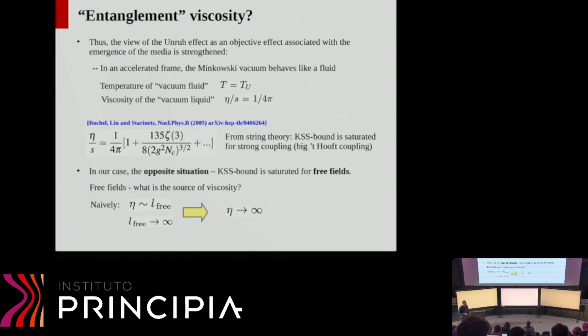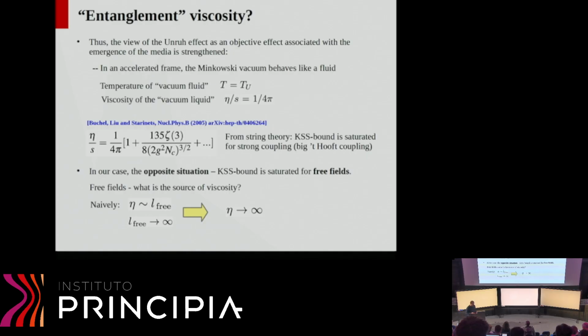In comparison to holography, it is interesting to notice that in holography, if we calculate the first correction to the Kovtun-Son-Starinets result and consider big but not infinite 't Hooft coupling, then it can be shown that the bound 1/4π is saturated in the limit of strong 't Hooft coupling. And it is opposite to our case because we obtain 1/4π for free fields.